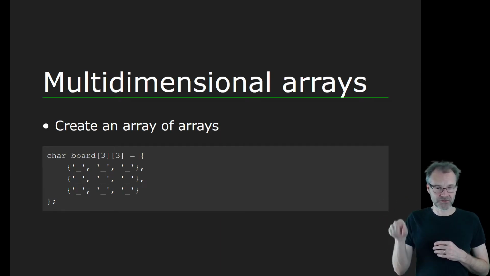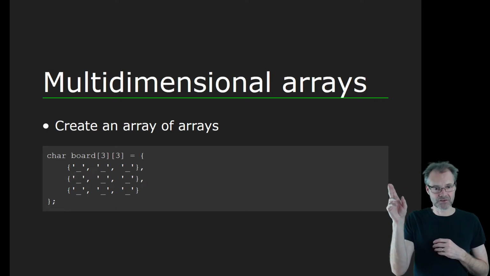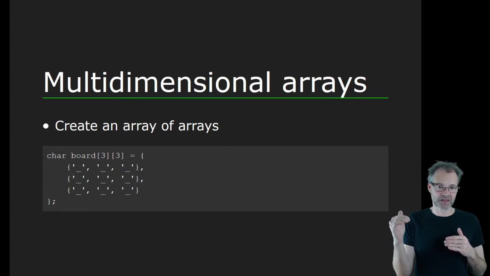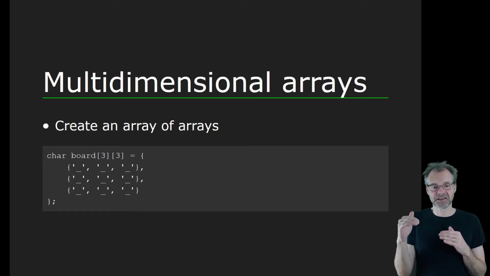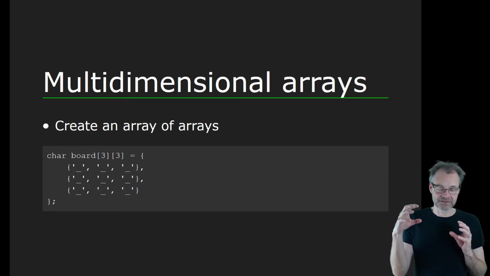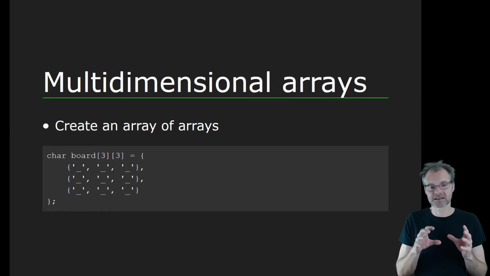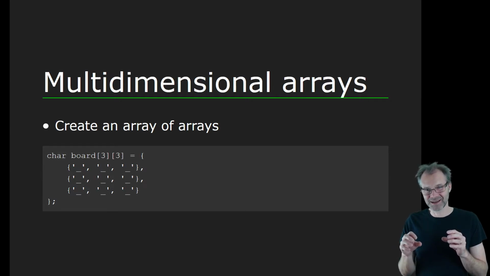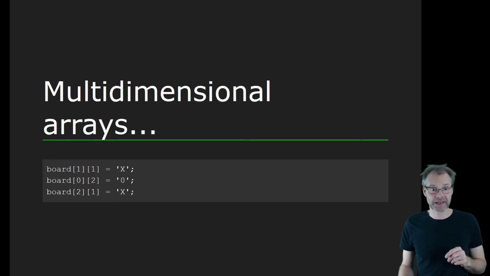So it's a 3 by 3 board, and I'm also initializing the board right away here. You can see I have an outer curly brace, and then 3 curly braces within it. So I'm initializing the first of the arrays, which has 3 values, and then the other 2 arrays getting their 3 values. Okay?